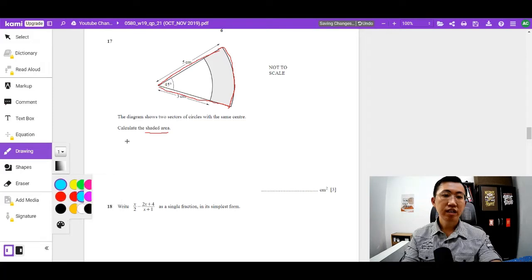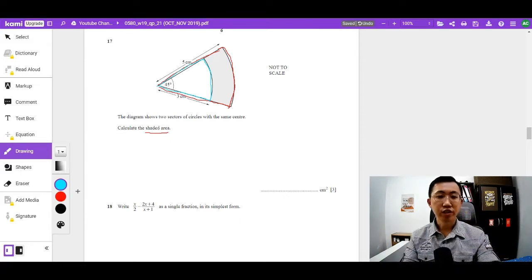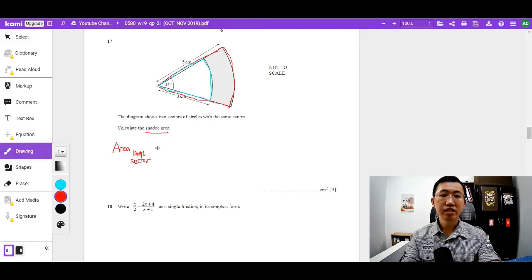And let me use another color. So the small sector is over here. You need to do area two times and you minus off between each other. So let's do the area of the larger sector. You just need to show your examiner what you are doing right now. So you are finding the area of the larger sector.